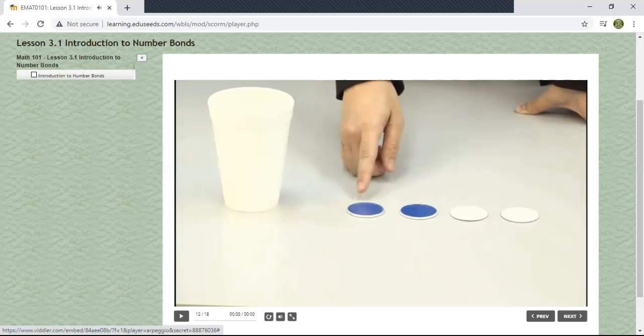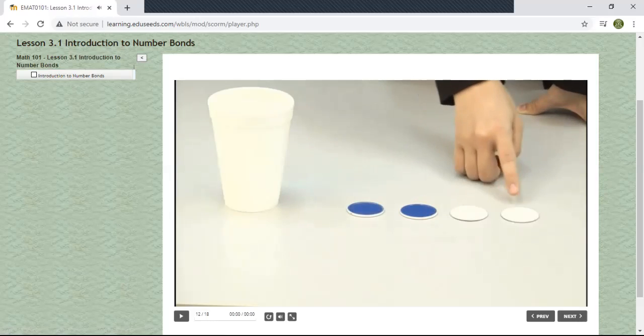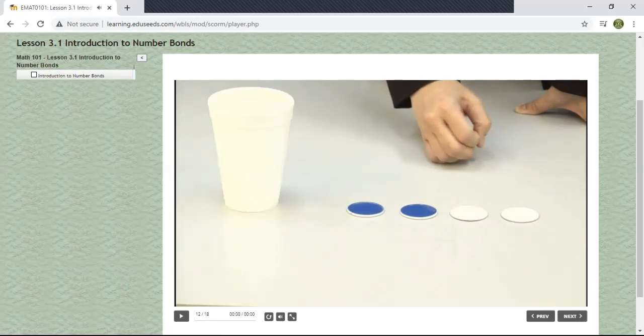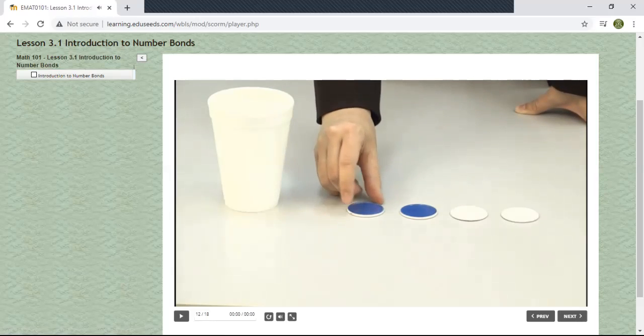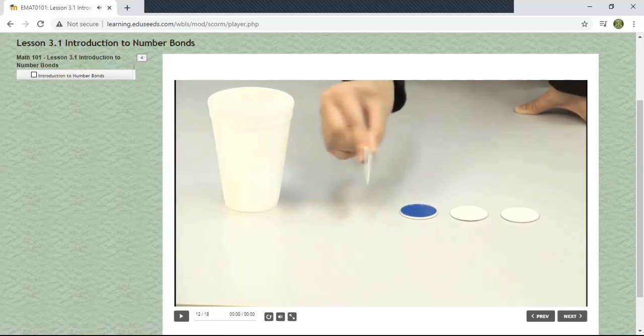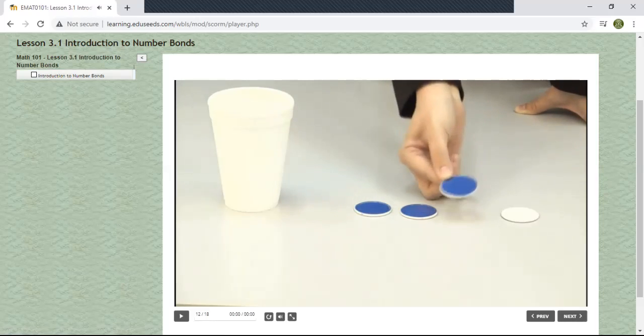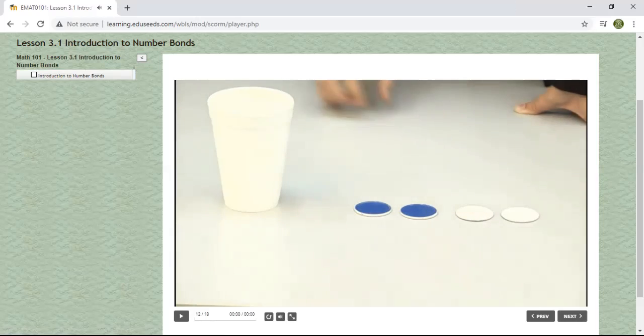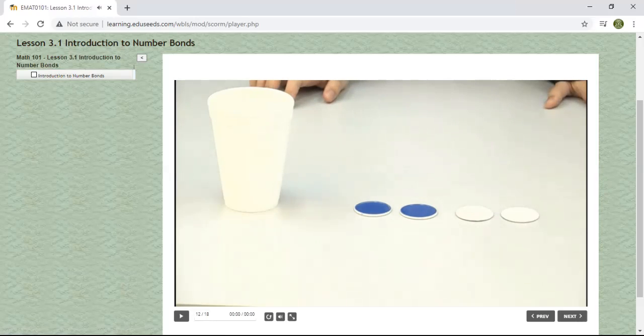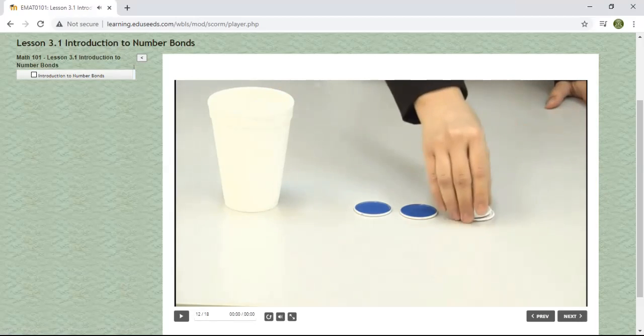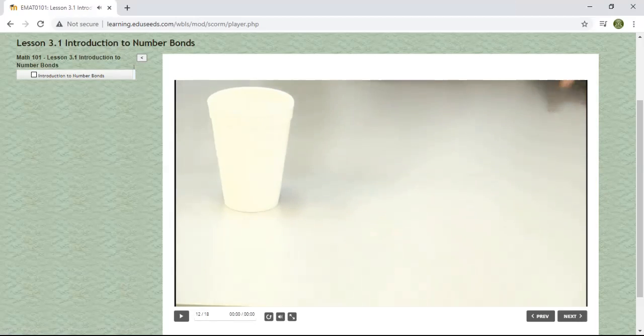I have 4 counters, 1, 2, 3, and 4. Now each counter has 2 different colors, one on each side. One side blue, one side white, same for these ones. Now each of the colors is going to represent one small number of the number bond. What we're going to do is to place all of these counters into the cup, and I shall give it a little shake.